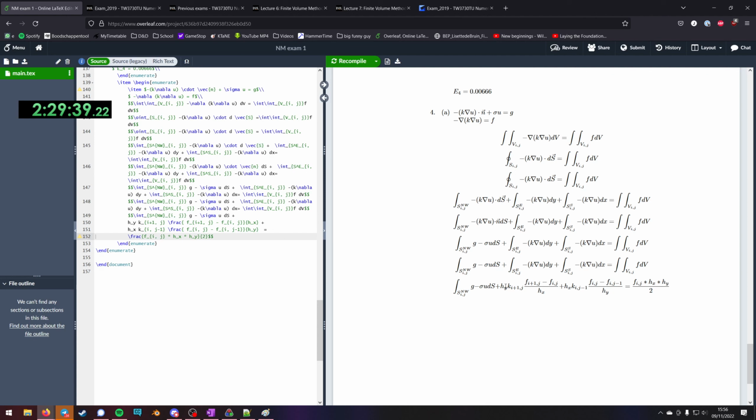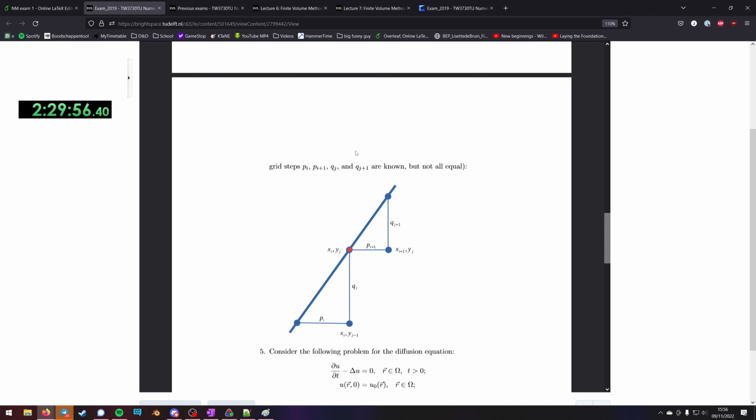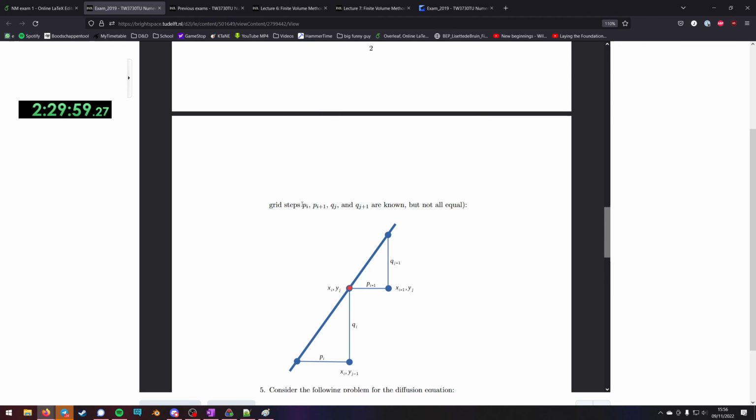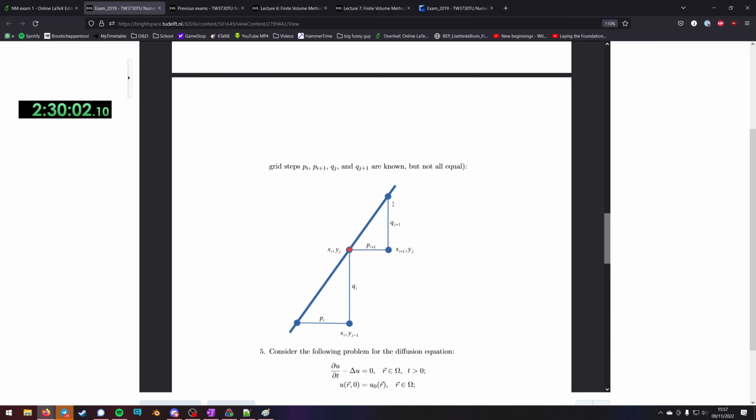And the hy, I am not entirely sure what the hy is there. Gonna be honest with you here. I think that's because we need to average out the area, because we're doing the area and not just the line. In this case, though, we can't use hy because the grid steps are known, but not all equal. So there's no hy, right? So these are qy plus 1 and qj. Okay, so that's still doable. Wow, this one is difficult.